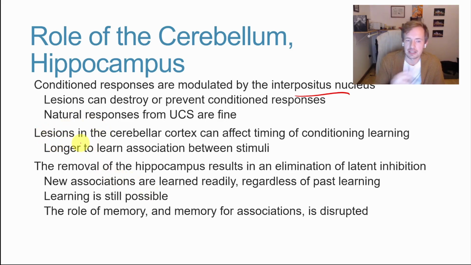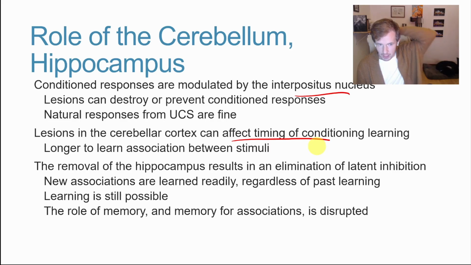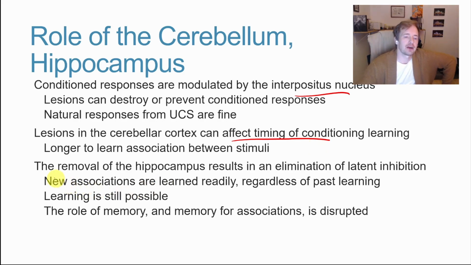We can put lesions in the cerebellum. So a lesion is like we can make a cut or damage a small part of it. And if we do, what's affected is the conditioning that takes place after this. So if you have lesions in your cerebellum, it takes you longer to learn classical conditioning, longer to learn the paired associations between stimuli than if you didn't have this area damaged or removed. And then finally we have the removal of the hippocampus results in an elimination of latent inhibition.